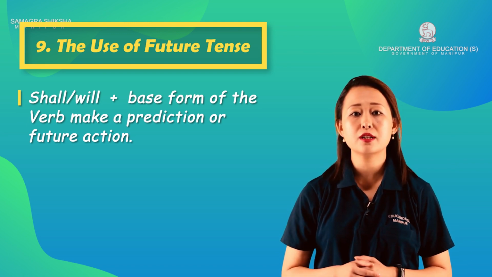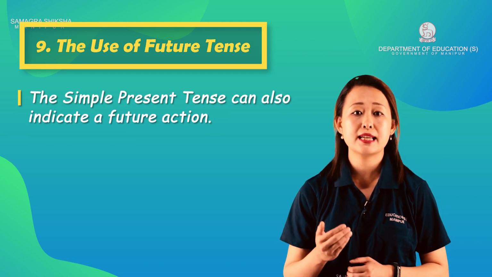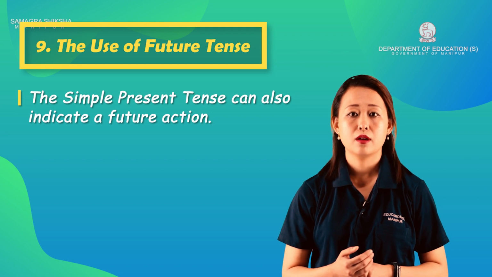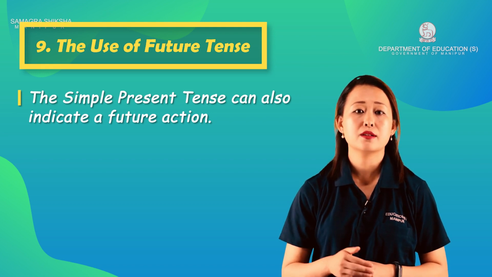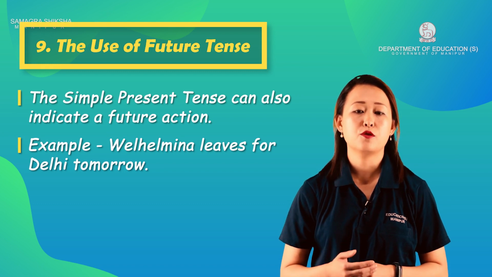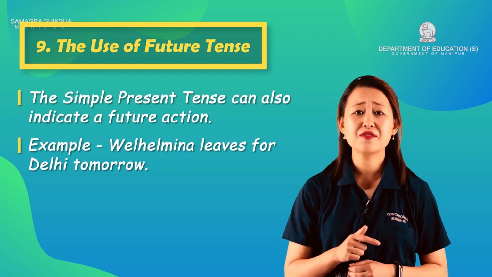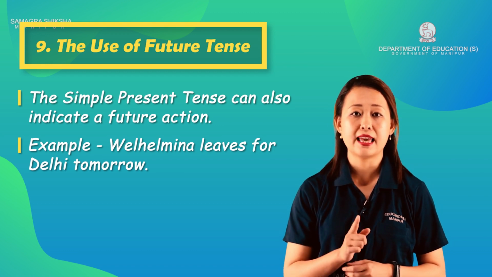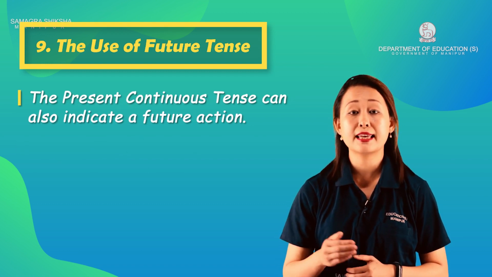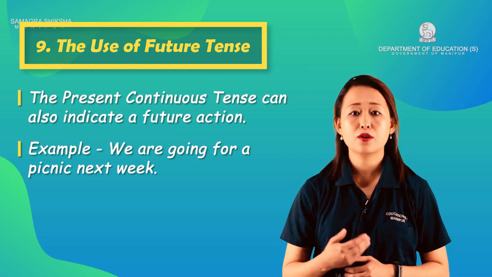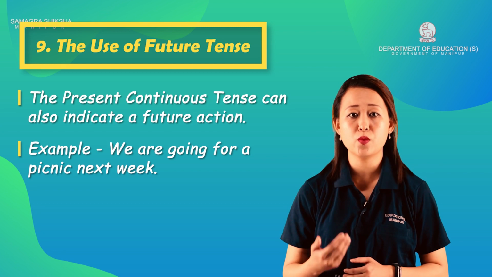As I have mentioned in the beginning, the simple present tense can also indicate a future action. Not future tense, but a future action. Example, Wilhelmina leaves for Delhi tomorrow. Leaves is in the base form, but the action is of the future. Again, the present continuous tense can also indicate a future action. Example, we are going for a picnic next week.